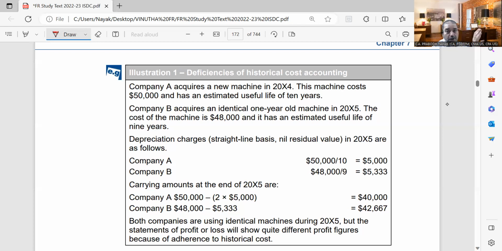So without any knowledge, when a reader of a financial statement, a user of a financial statement, is comparing company A with company B, what does he find? Company A assets are 40,000. Company B assets are 42,667. So again, the impression is what? Company B's assets are having a higher value. But is it actually having a higher value? No. It's actually having a lower value, 48,000.